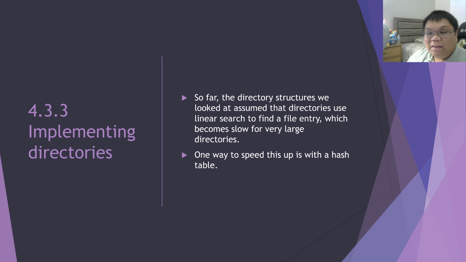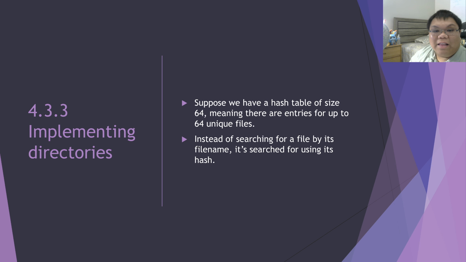There's one way to speed up searching for large directories, and that speed up can be achieved by using what's called a hash table. Think about it like this. Let's suppose we have a table that can store 64 entries. In practice, this would be something larger, but let's say it's 64 entries. That means we have entries to store up to 64 unique files, which doesn't sound like a lot, but let's just roll with this example. Instead of searching for a file by its file name, we search for it by using its hash.